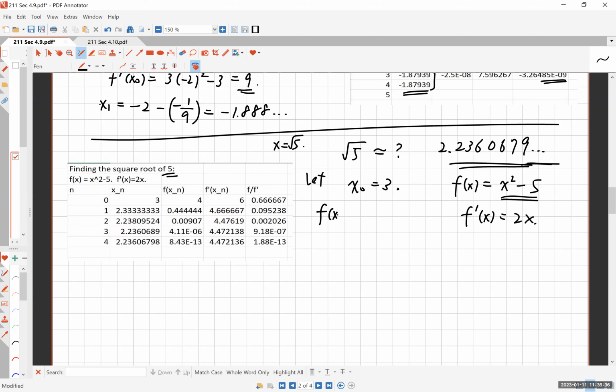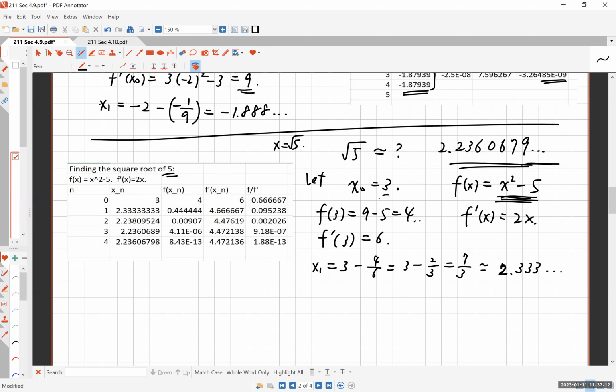So f of x naught is 9 minus 5, which is 4. Plug in 3 here, you get that. The derivative at 3 is 6. So x1 is going to be 3 minus this divided by this. That's 3 minus 2/3, which is 9/3 minus 2/3, which is 7/3, or 2.3333. You already see that I started with an approximate number of 3. Now x1 is 2.33, which is much closer to the real zero.